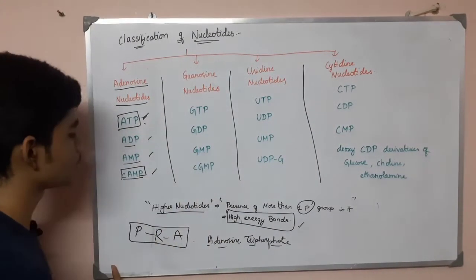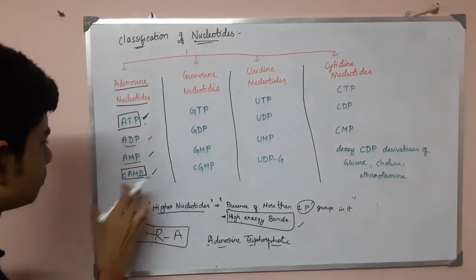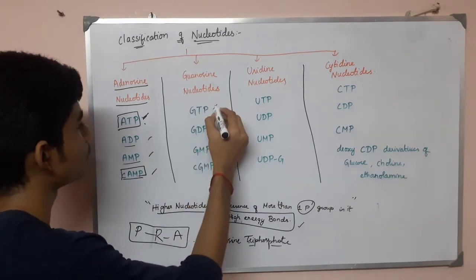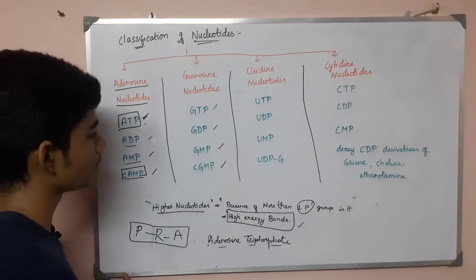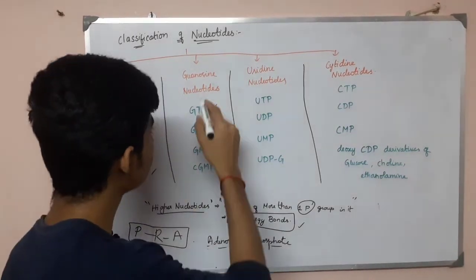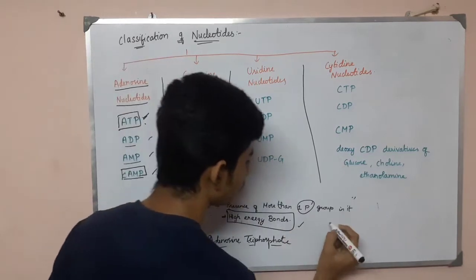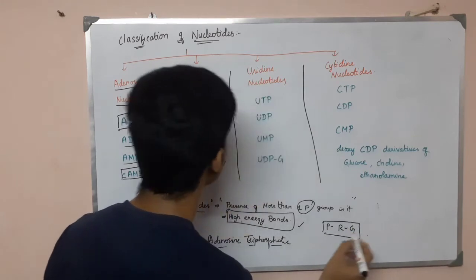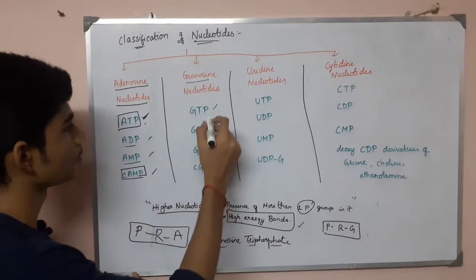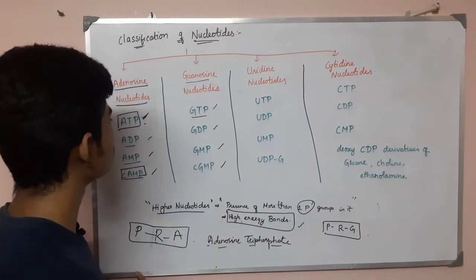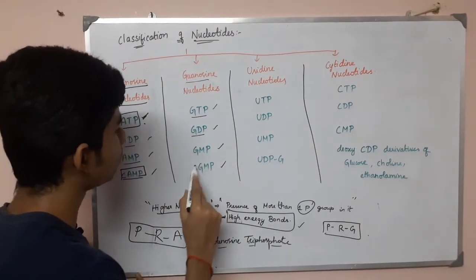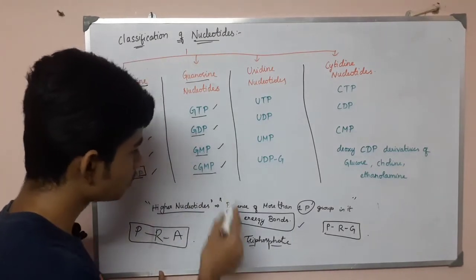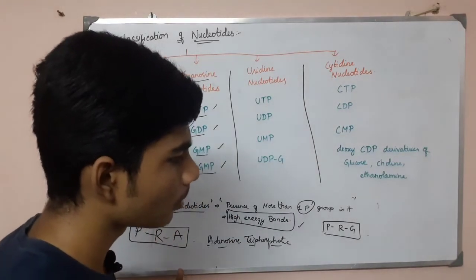So let us know this as a simple basic. Guanosine nucleotides have 4 types, that is GTP, GDP, GMP, and cGMP. So what is guanosine? Guanosine is nothing but the combination of ribose sugar, guanine and one phosphate group. It is known as guanosine nucleotides. GTP is guanosine triphosphate, GDP is guanosine diphosphate, GMP is guanosine monophosphate, and cGMP is cyclic guanosine monophosphate, which is also involved in many calcium forming processes.